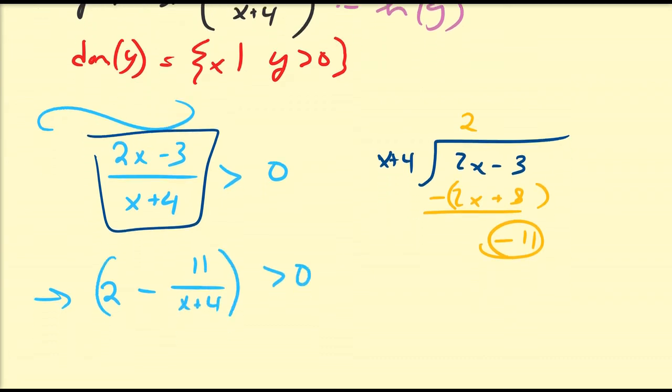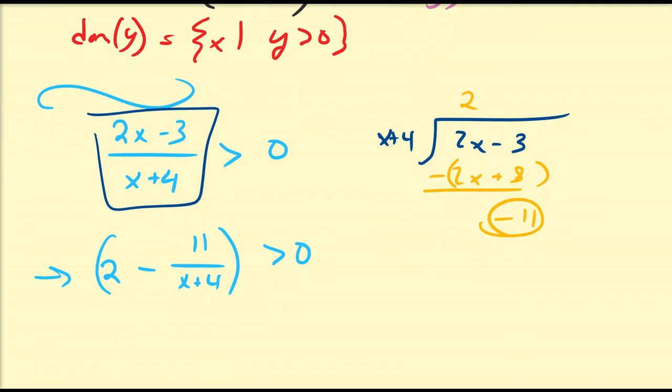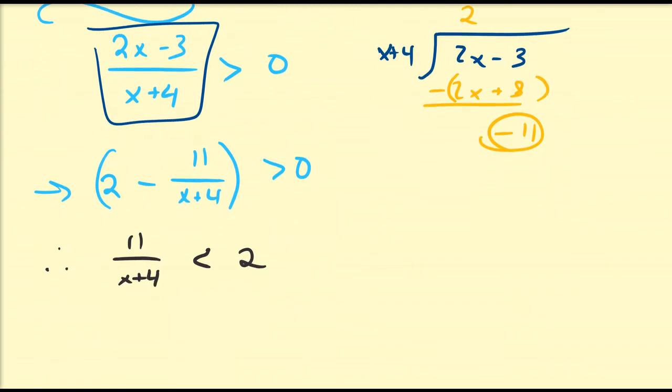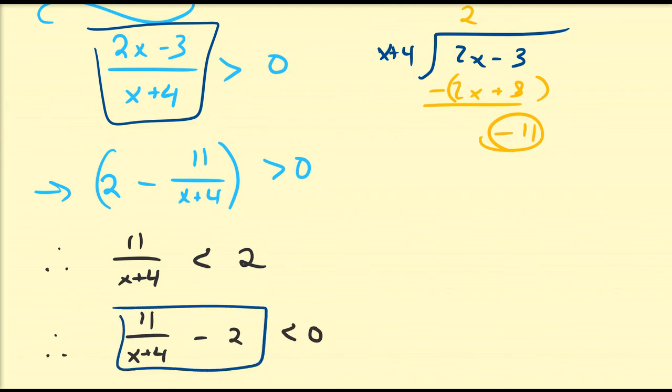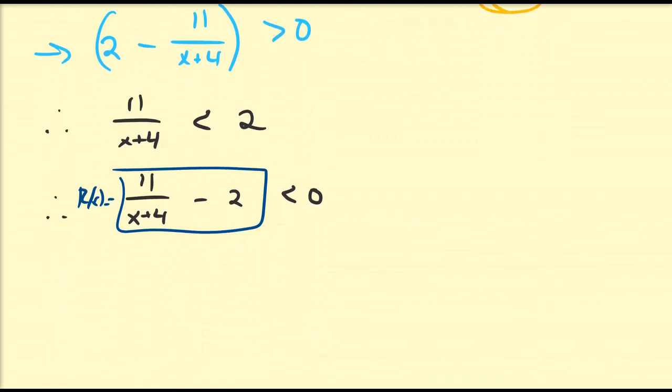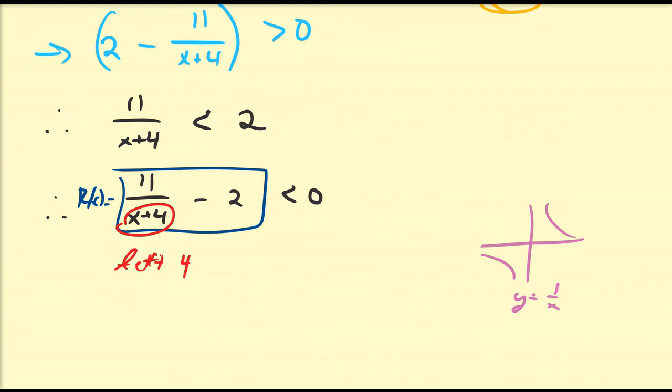So what I want to do is isolate this a little bit. I'm going to have 11 over x plus 4 is less than 2. Or you can rewrite this as 11 over x plus 4 minus 2 is less than 0. This is our normal rational function simple transformation. Remember, y is equal to 1 over x, so the transformations performed were left 4, and then down 2.